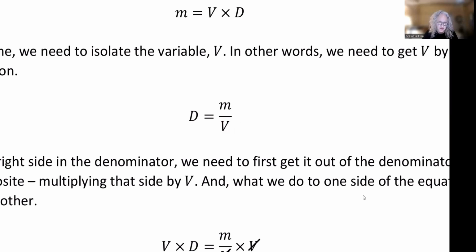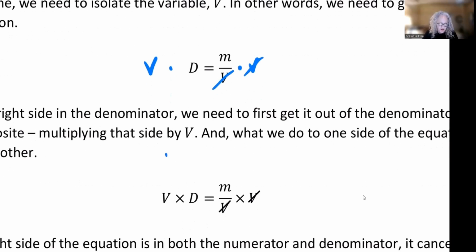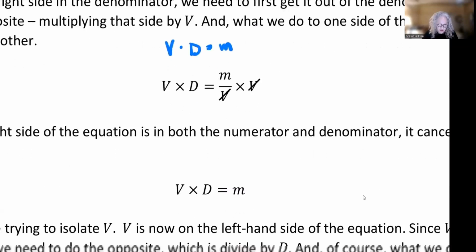So to do that, I know I want to isolate volume, but I first need to get it out of the denominator. So I'm going to multiply both sides by volume. On the right-hand side, it's going to cancel out. So I end up with an equation that's similar to the one before: volume times density equals mass. And I actually have this equation written here.